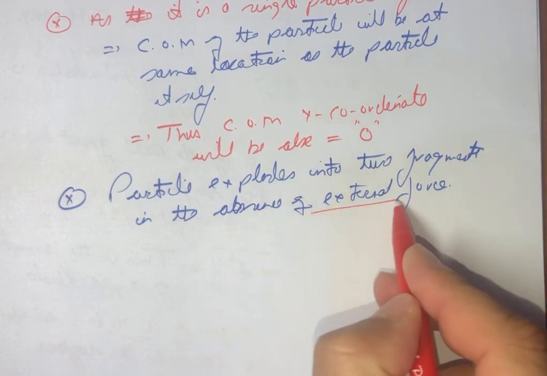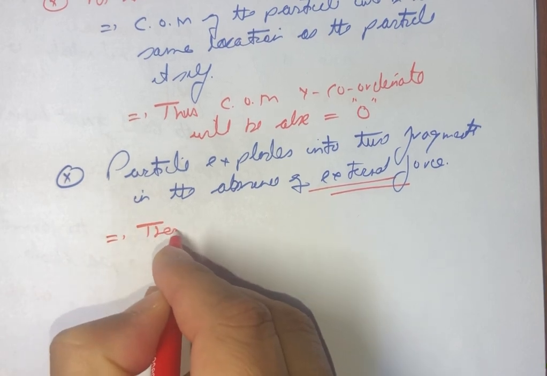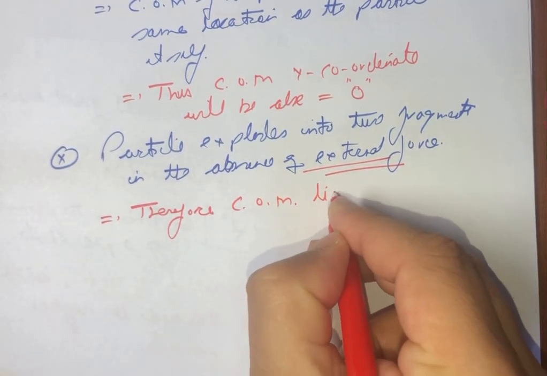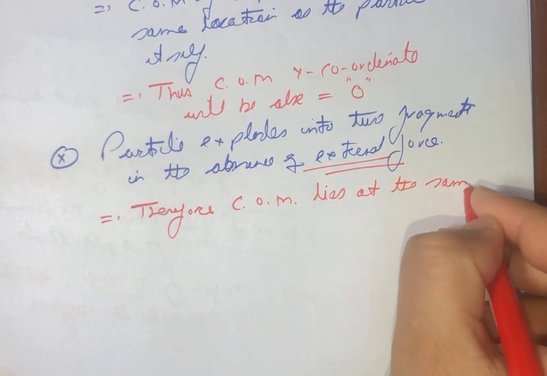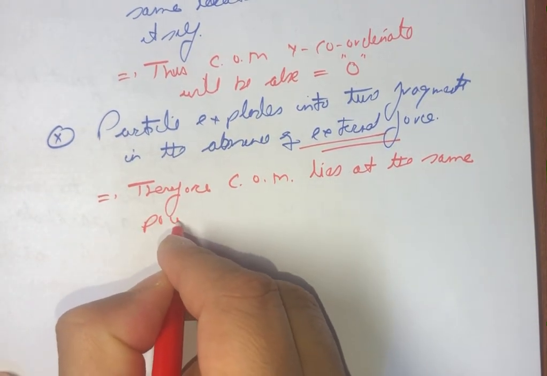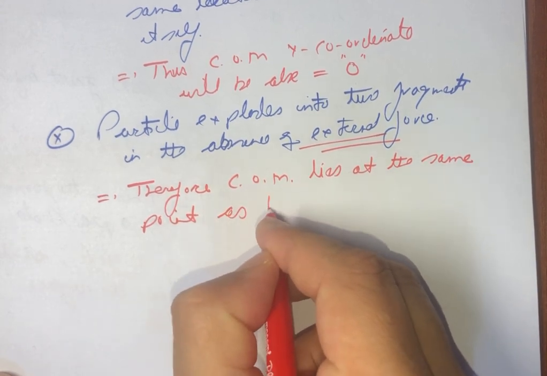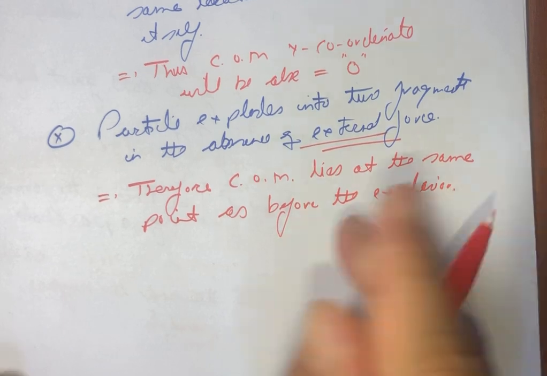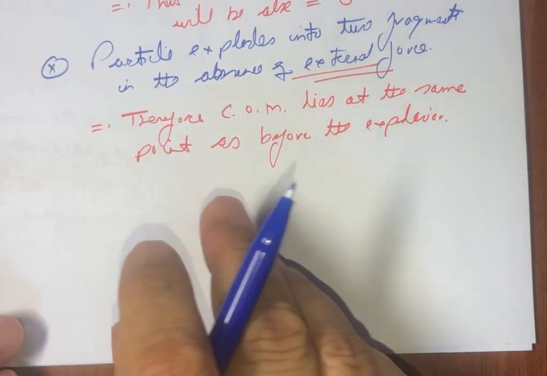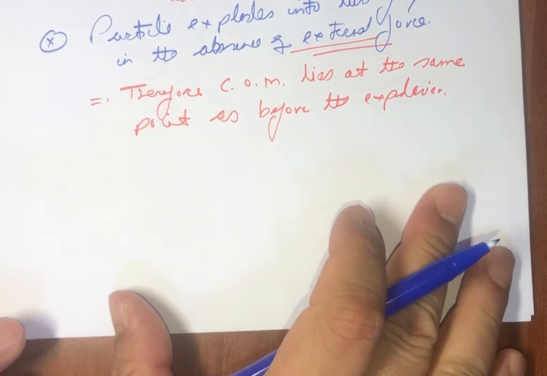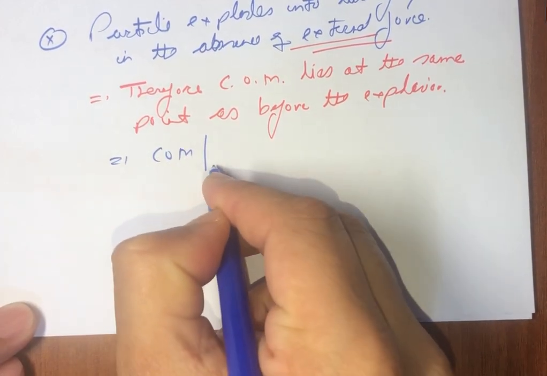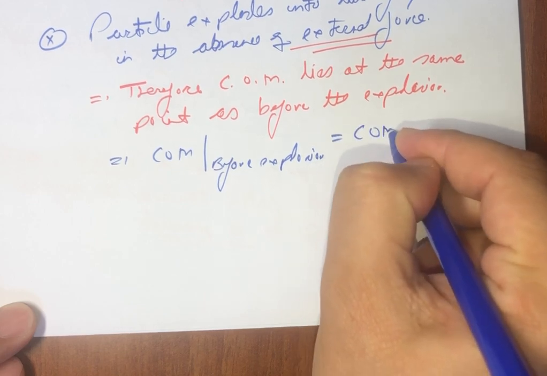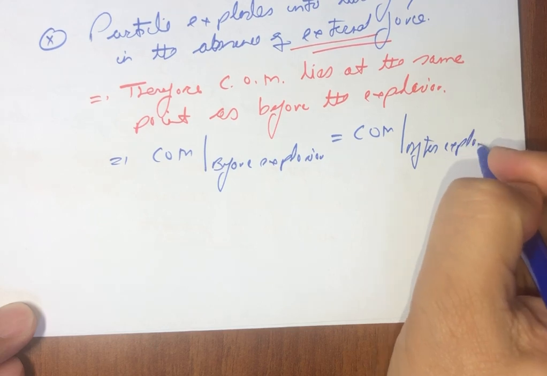So if the external force is absent, therefore we can say the center of mass lies at the same point as before the explosion, or we can say that center of mass before explosion will be equal to center of mass after explosion.